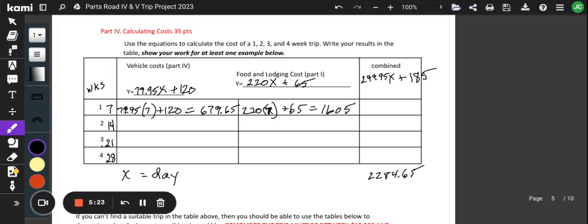because I want to make sure this works. So 299.95 times 7 plus 185. 2284.65 is what I get. All right. So that's how you do each of these individual parts.